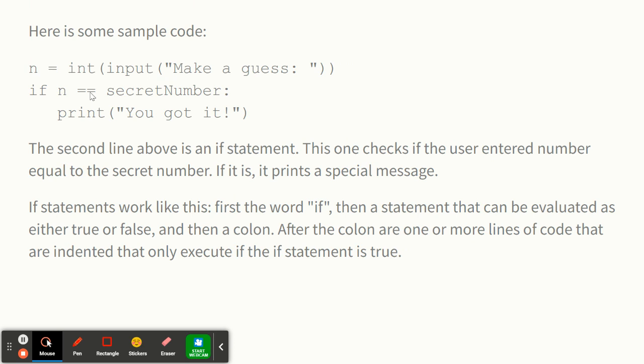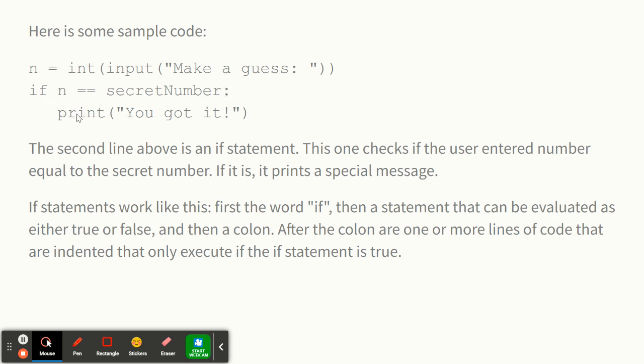If you're going to check if something's equal to something, you have to use 2 equal signs. That's just the way it works. 1 equal sign tells Python that you're storing something in another variable. And so since we're not storing anything here, we're checking if things are equal, we have to use 2 equal signs. And then an if statement line has a colon on the end.